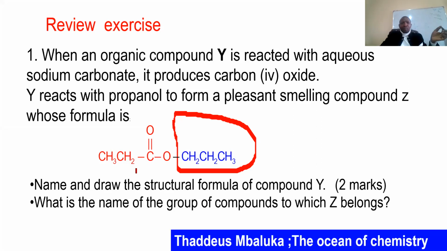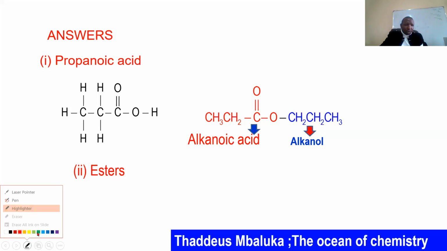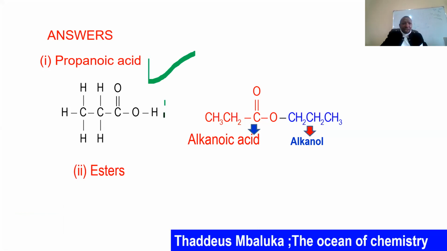And remember, you count the carbon atoms up to the functional group: 1, 2, 3. Propanoic acid. So that's it. So that's the answer. The structure, the name is propanoic acid, and the structure is that one. It must be as open as possible, as you see I have drawn it.